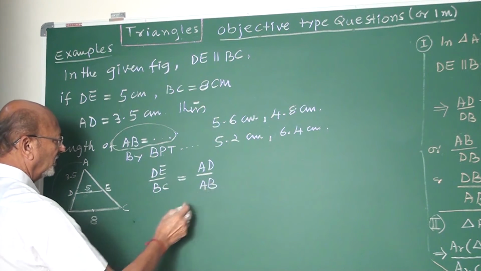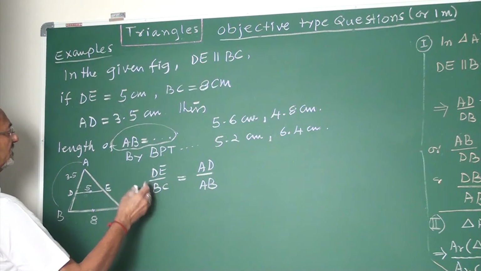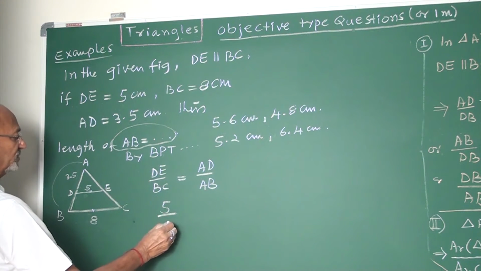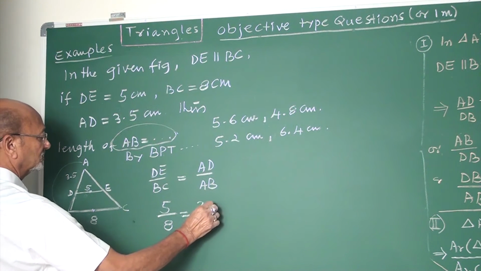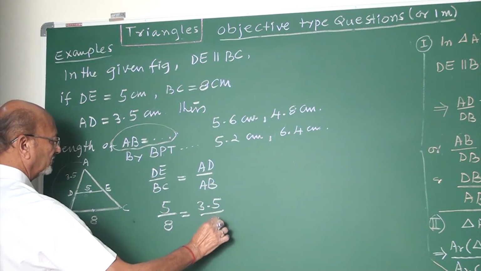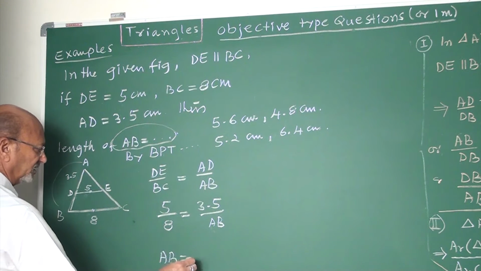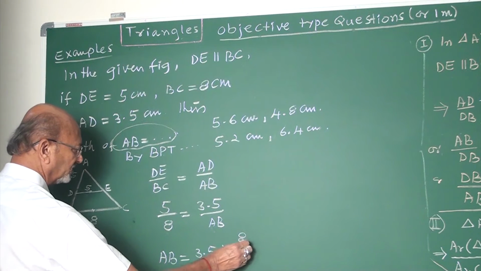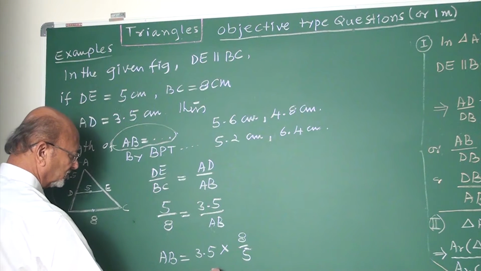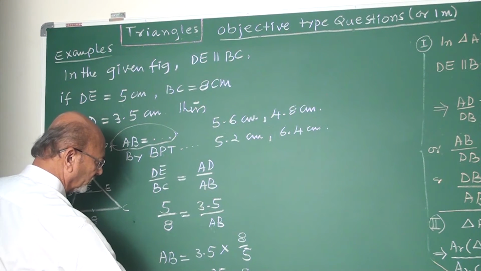AB. You know the value of DE. Substitute. What is DE, my friend? DE is 5. What is BC? 8. Equal to, AD is given. What is AD? 3.5 upon AB. After substituting, this is unknown. Therefore, AB equal to, my friend, if I am taking this side, 3.5 into reciprocal of this side, 8 by 5. What is this? It is 35 upon 10 into 8 upon 5.